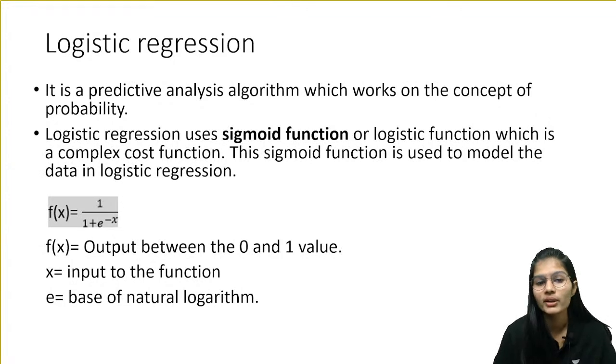Why between 0 and 1? Because logistic regression, as predictive analysis, works completely on the concept of probability. x will be your input to the function, and e is the base of the natural logarithm. Logarithmic functions everyone must know, log 1, log 2, log e. So e is the base of the natural logarithm, right? That is logistic regression. It simply works on the concept of probability, and you use log functions in it.